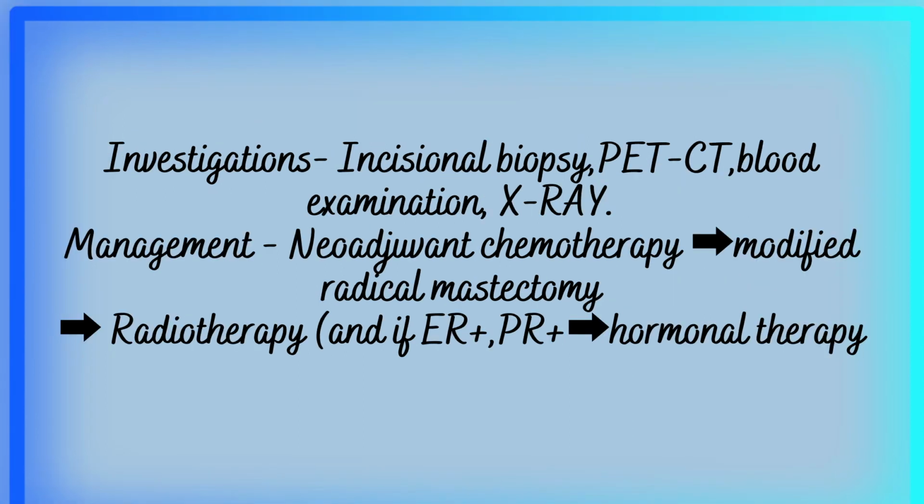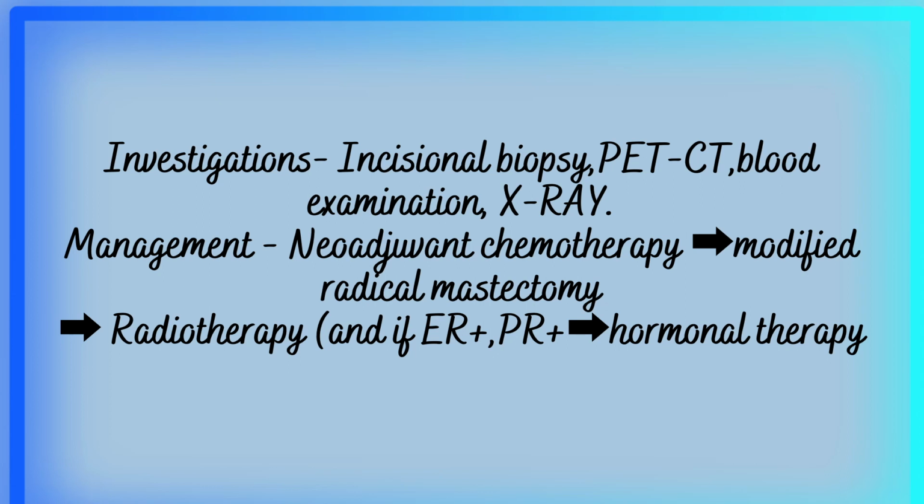So enough for this. But what are the investigations you will do for the patient? You will go for incisional biopsy, PET-CT for staging, blood examination, and X-rays. And how are you going to manage? By neoadjuvant chemotherapy. What does that mean? It means by chemotherapy you will shrink the tumor first. Whenever there is locally advanced breast carcinoma, you give neoadjuvant chemotherapy to shrink the tumor, then you go for surgery: modified radical mastectomy.